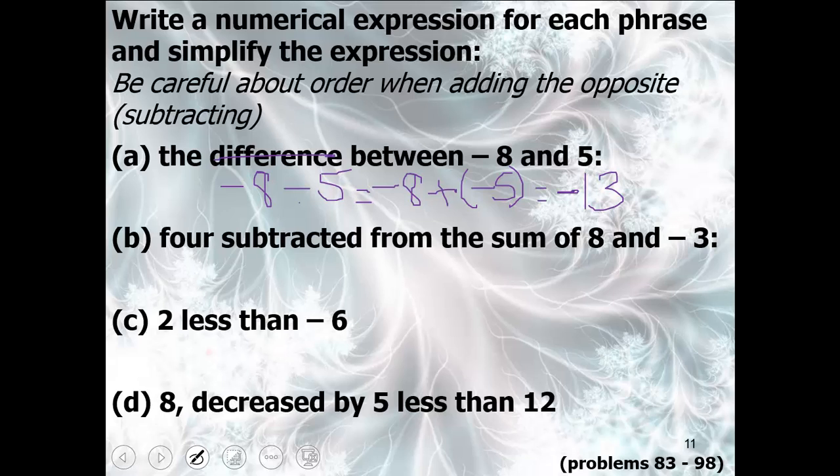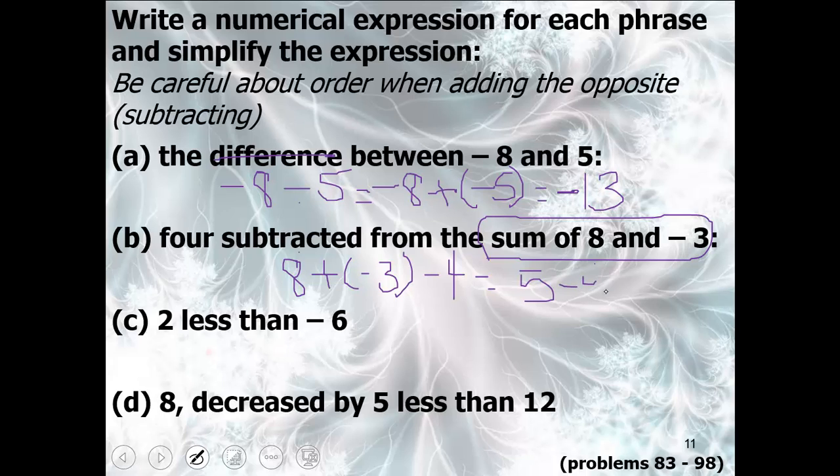4 subtracted from the sum of 8 and negative 3. So here's what we have to reduce. We have to take the sum of 8 and negative 3, and then we have to subtract 4. All right? So 8 plus a negative 3, do them in order. That is 5 minus 4. Okay? So that's like plus a negative 4. So you get 1. And then do I have more positives or more negatives? I have more positives. So it's a positive 1. Try C and D and come back and see if you got them right.